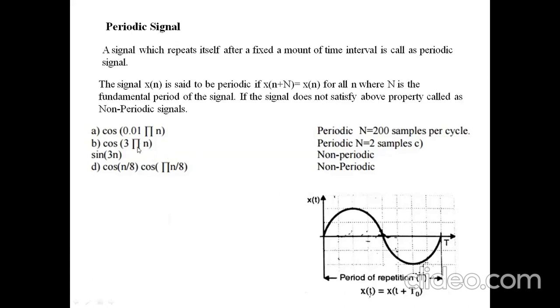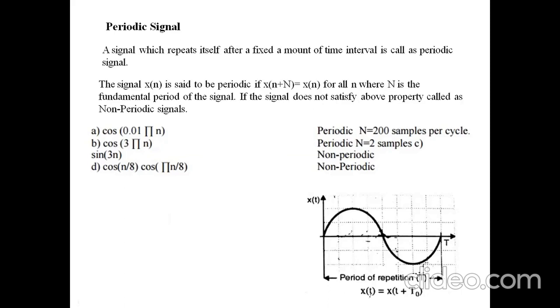Now examples are given. Cos of 0.01 pi n: this signal is a periodic signal. Similarly, cos of 3 pi n, again this signal is a periodic signal. If you put the value of n equal to 2, you can verify whether the signal is repeating itself or not.